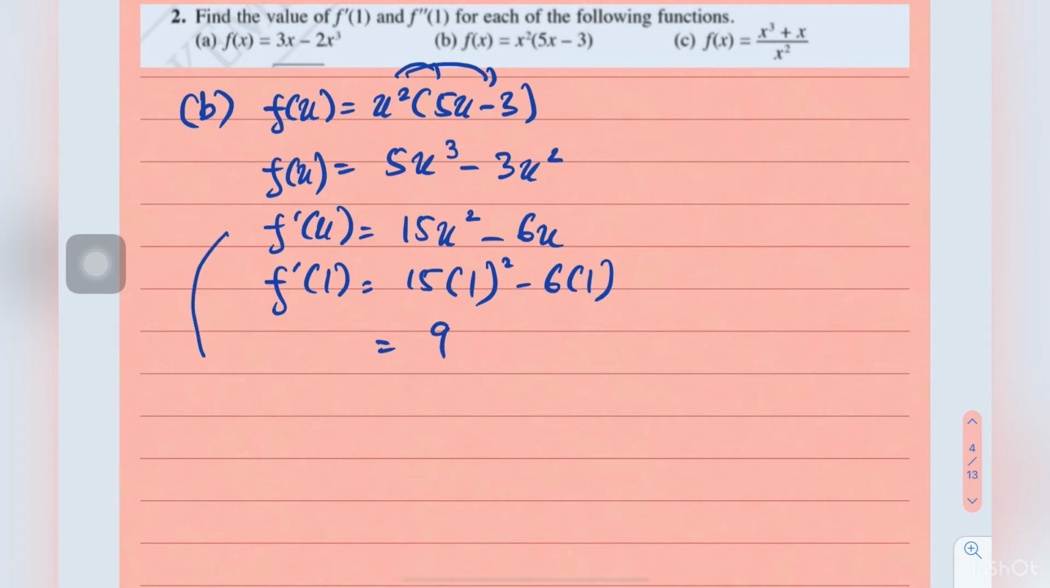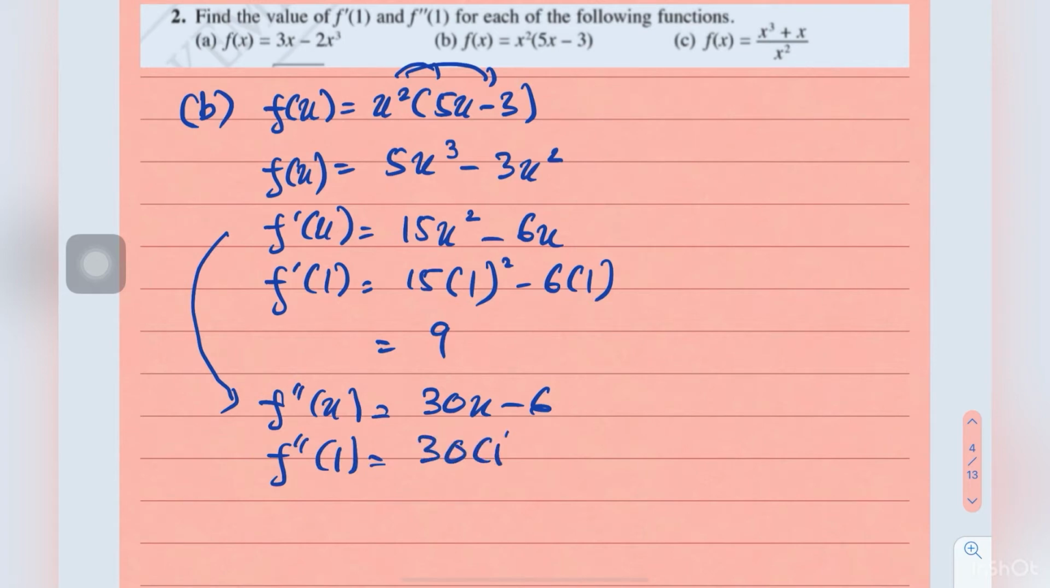Differentiate another time. F double prime x is 30x minus 6. And when x is 1, 30 minus 6 is 24.